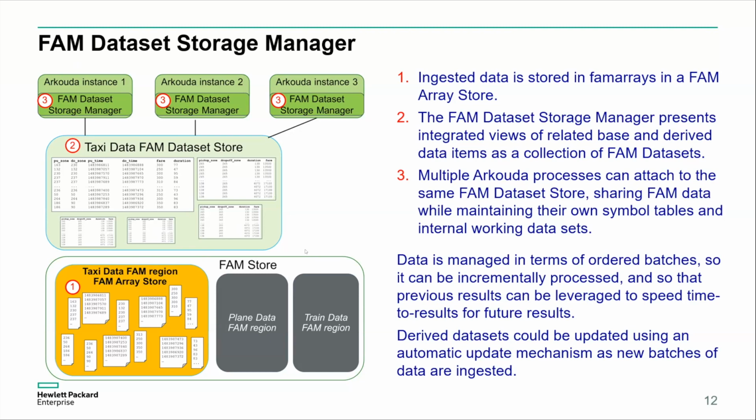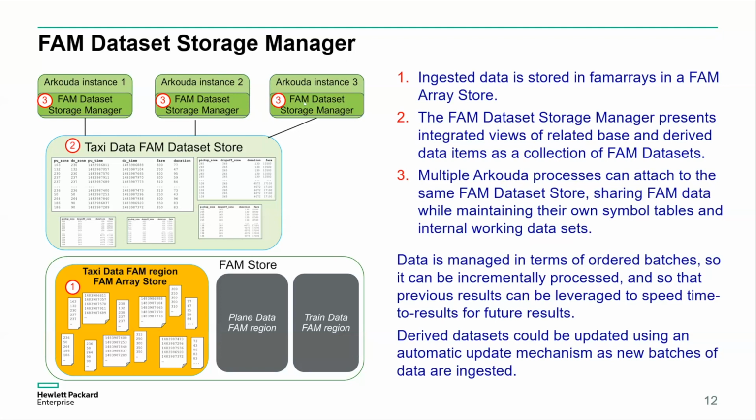Now, remember I said that we're ingesting and working with the data as distinct batches. These are ordered, and we keep track of them. This means that we can support incremental processing, so that somebody can start work, and after they've done some work, they might decide to save their derived data set work to FAM, and then go away. When they come back, maybe more data has been ingested into the base data set. Now they can update their derived data set so that it takes advantage of what they previously computed. Even more than that, if a new user comes and wants to do something that would build off of the previous work, they too can take advantage of those saved previous results.